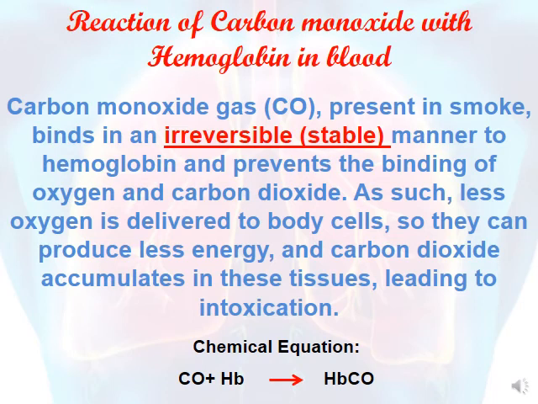Let's move now to the reaction of carbon monoxide with hemoglobin. Carbon monoxide, CO, is present in smoke. It binds in an irreversible manner, meaning in a stable manner, to hemoglobin and prevents the binding of oxygen and carbon dioxide. As such, less oxygen is delivered to the body cells, so they can produce less energy, and carbon dioxide accumulates in these tissues, leading to intoxication. So the chemical equation: CO plus Hb gives HbCO.